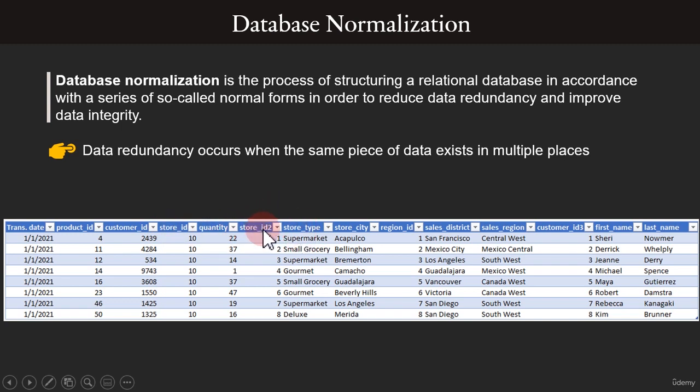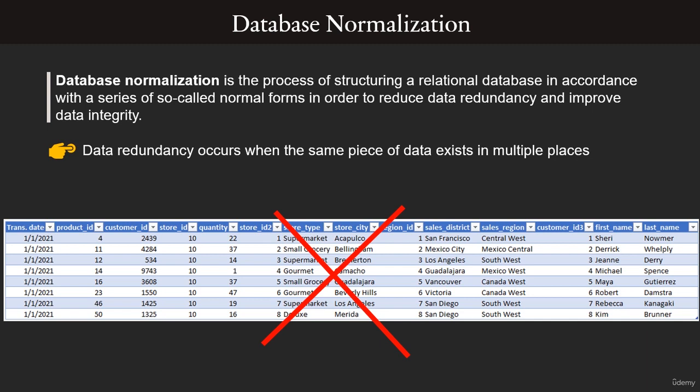Look at it: store ID, store type, store city, region ID, sales district, and sales region, customer ID, first name and last name. What you can see right now is that we have all this in a transactional table. This is not ideal. Don't do this. In a normal Excel worksheet, if you want to analyze data, you need to use VLOOKUP or XLOOKUP or even INDEX and MATCH to join your tables together, just like what we are seeing on the screen right now, in order for you to be able to use the pivot table.